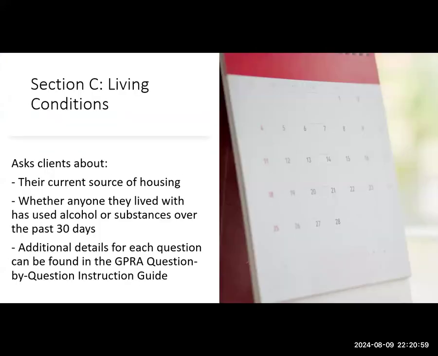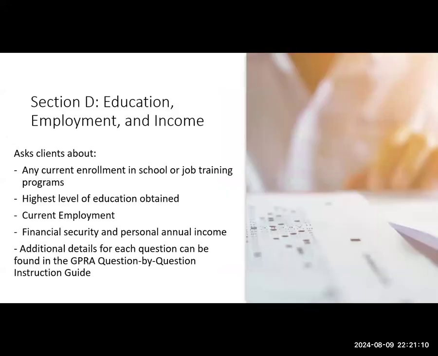Section C covers living conditions and asks clients about their current source of housing and whether anyone they lived with has used alcohol or substances over the past 30 days. Section D covers education, employment, and income, and asks clients about any current enrollment in school or job training programs, about the highest level of education they've obtained, about their current employment status, and about their sense of financial security and their personal annual income.